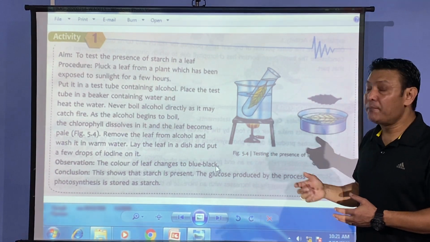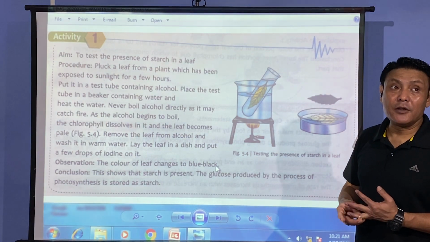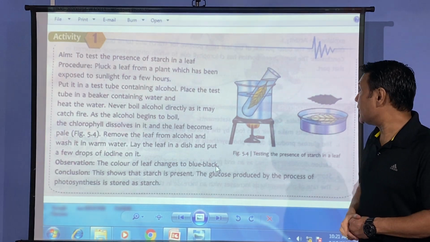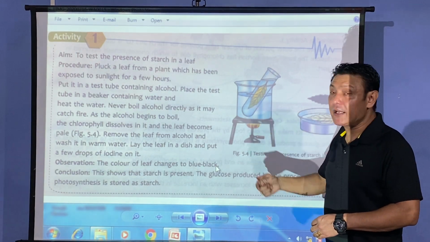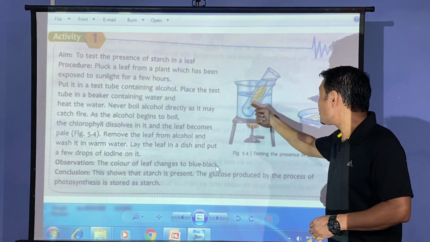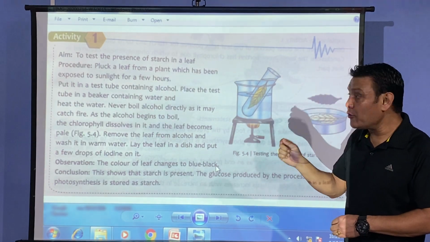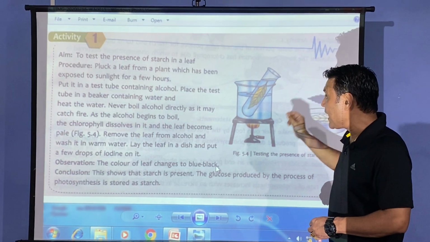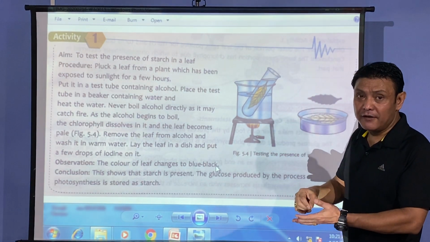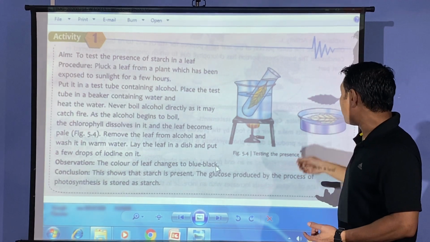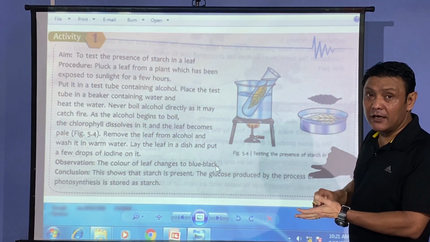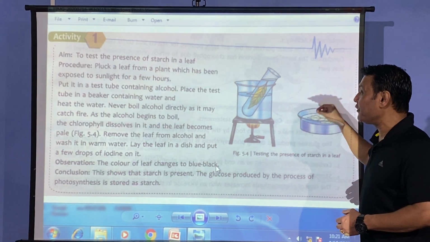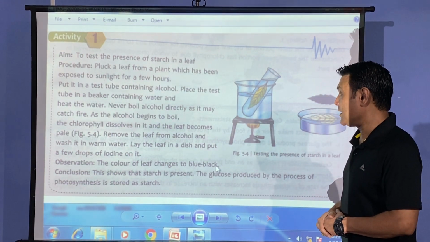So instead, we put it in the water which is contained in the beaker. And then when the water boils, the alcohol inside, because of the heat, will also boil and decolorize the leaf. So why do we put the leaf in the alcohol? To decolorize the leaf. Now we take the leaf out after some time and wash it in cold water and then put it in a petri dish, and over the colorless leaf, a few drops of iodine are put.